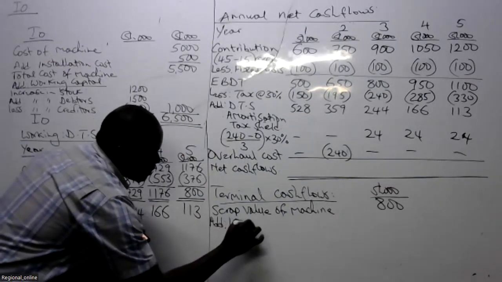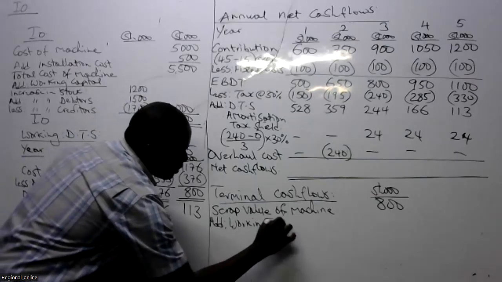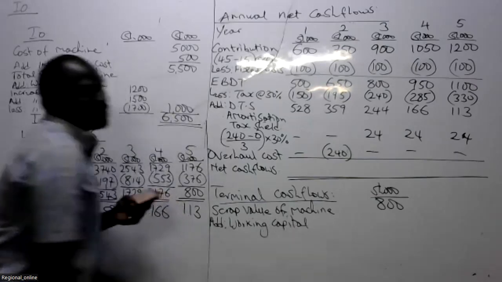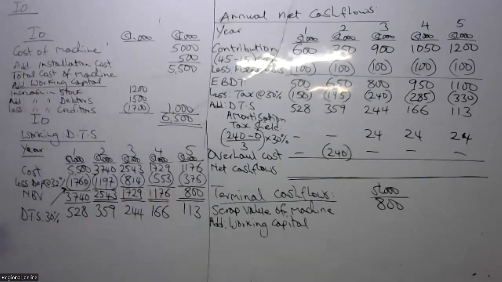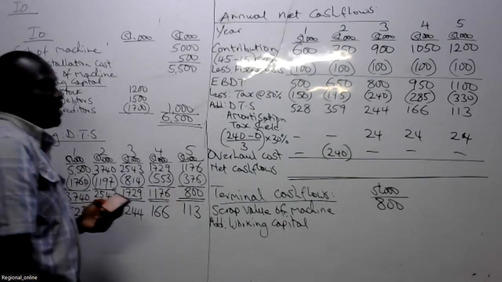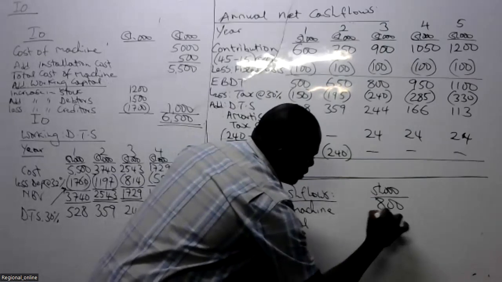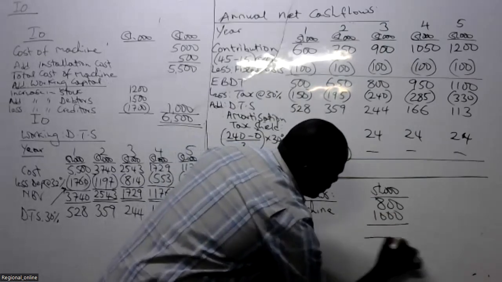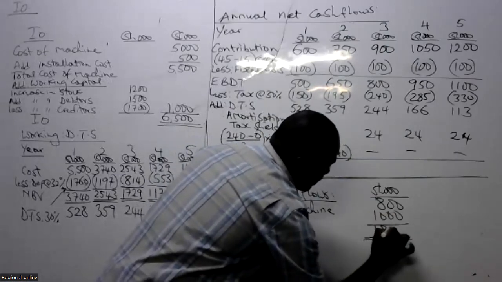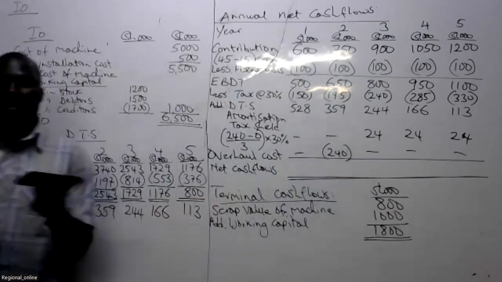The working capital. So how much did you invest in as the working capital? We invested in how much? The 1,000.